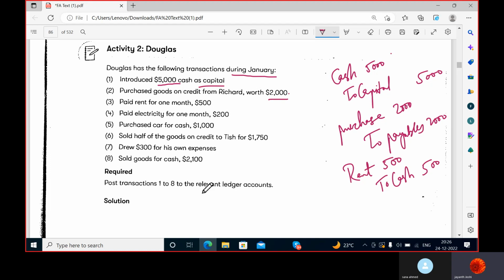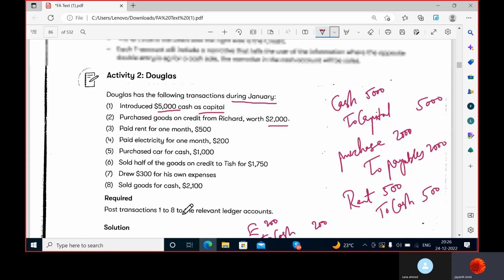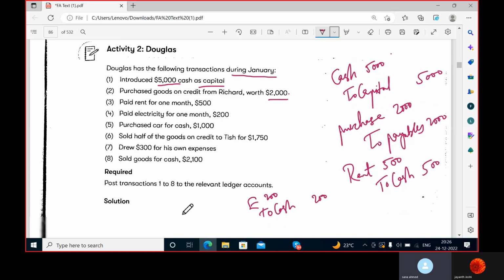Paid electricity for 1 month. Same thing. Electricity expense, 200. Expense is increasing and cash is decreasing, so credit. Please make a note of these 4 entries. Yes, sir.